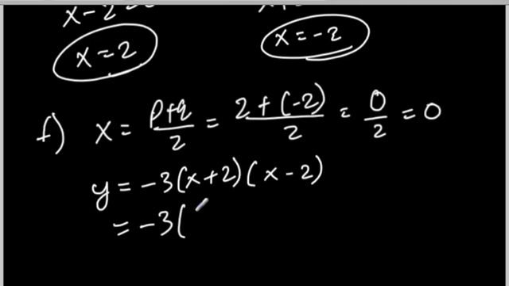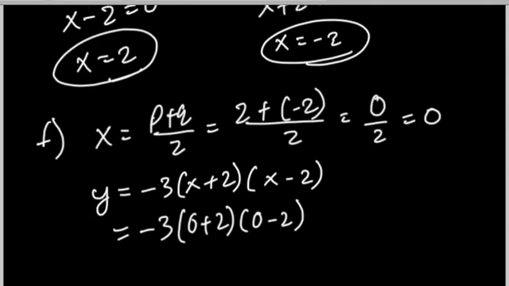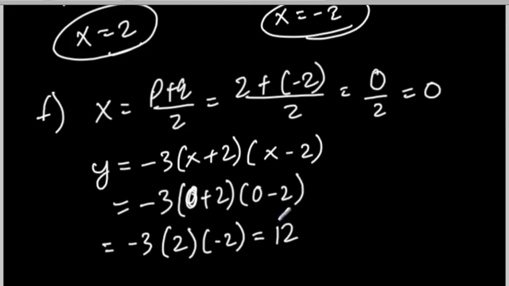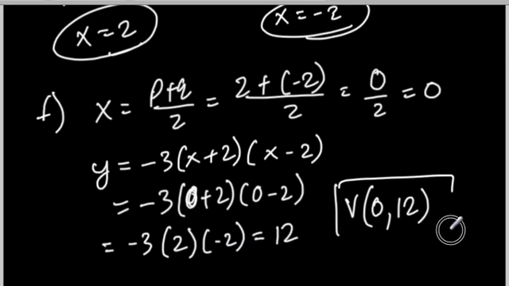So it's negative 3 times (0 plus 2) times (0 minus 2), which is equal to negative 3 times 2 times negative 2, and that's going to be 12. So our vertex is the x-coordinate of 0 and a y-coordinate of 12, and that's our answer.